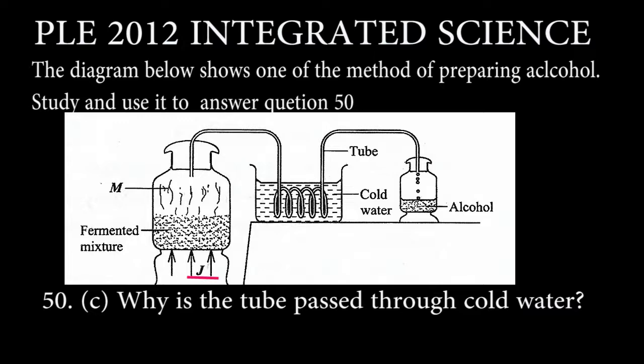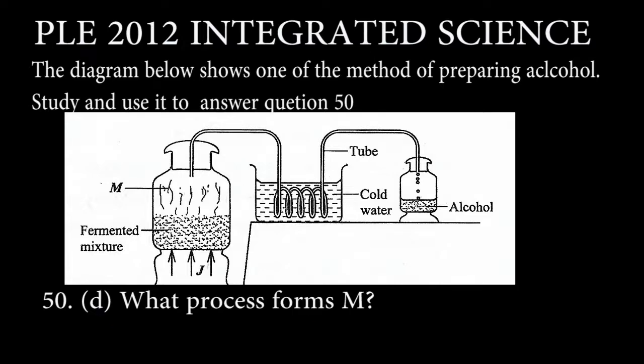C. Why does the tube pass through cold water? To condense alcohol vapor. D. What process forms M? Evaporation.